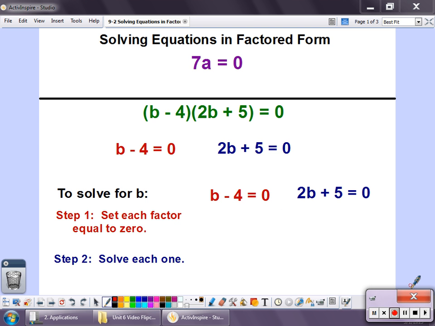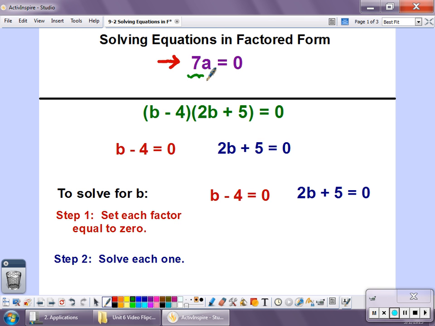Today we're going to be solving equations in factored form. Before we do this, I want you to look at this problem here. Now this is not an equation in factored form, but it is something that I want you to think about before we get started. If you look at this problem, it says 7 times a equals 0.